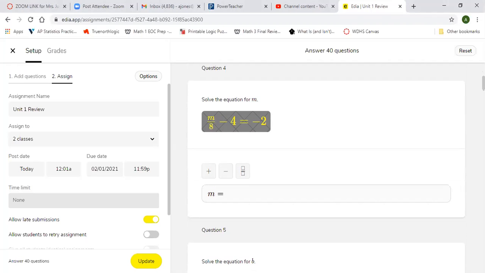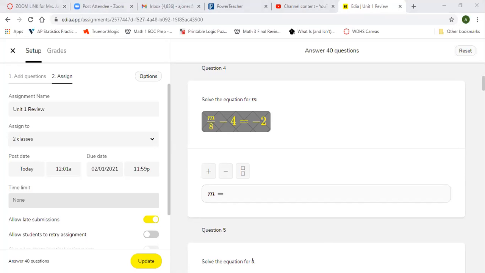Let's look at the next one. I'm going to copy it down, and then we'll move on. m over 8 minus 4 equals -2. We're solving for m, what's on the same side but not with it? So we're going to add 4 because we do the opposite. And we're going to mark that out. We get m over 8 equals positive 2.